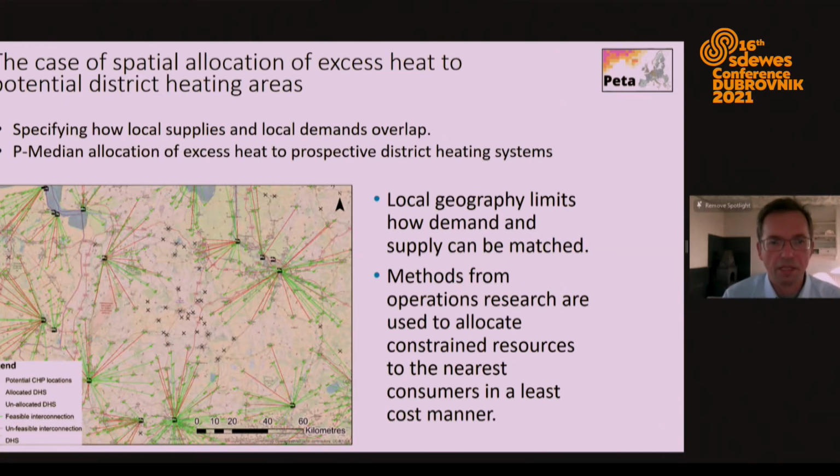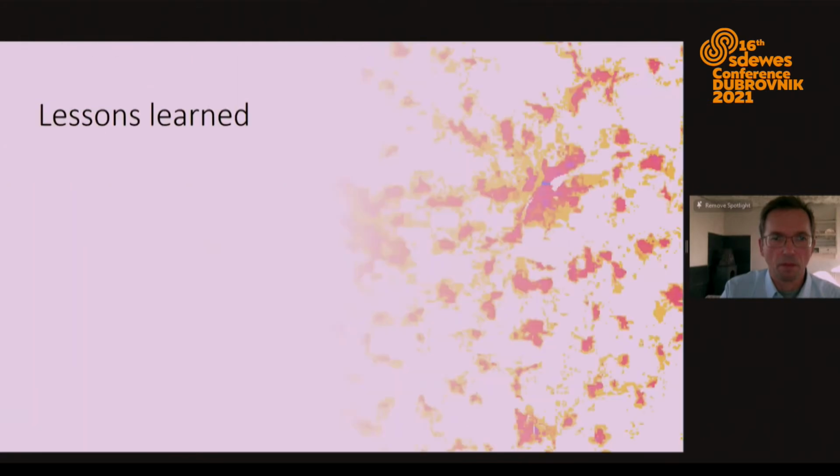However, demand is basically unlimited because you can connect many buildings, many district heating systems. One limiting factor, of course, is the length of pipes that you can build and how the routing of pipes could happen. So we looked at methods from operations research to allocate constrained resources to the nearest customer to get a least cost potential study here.